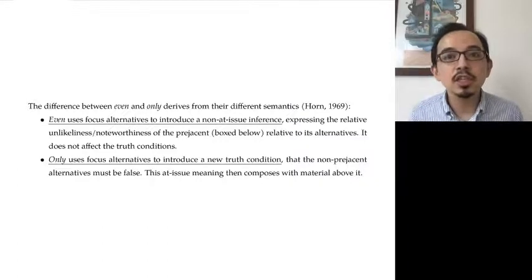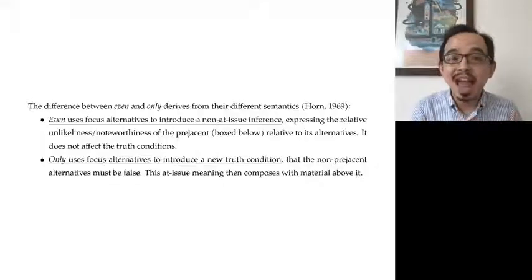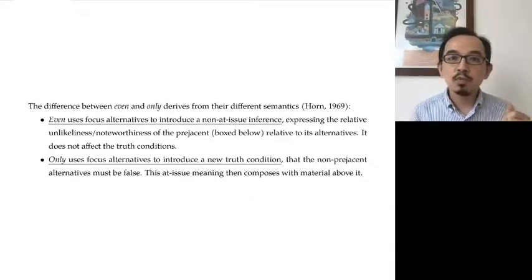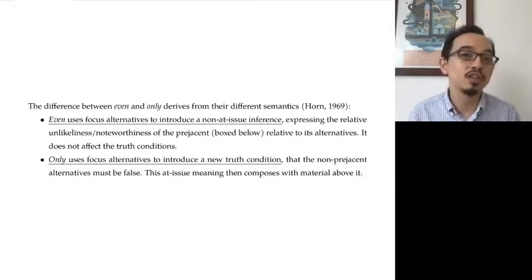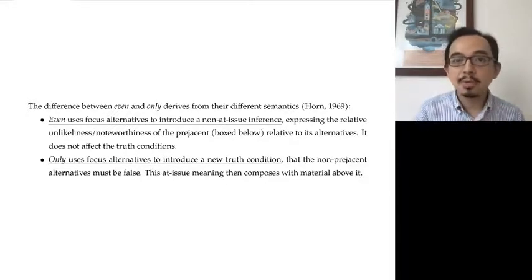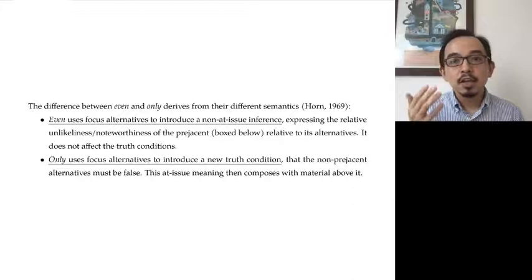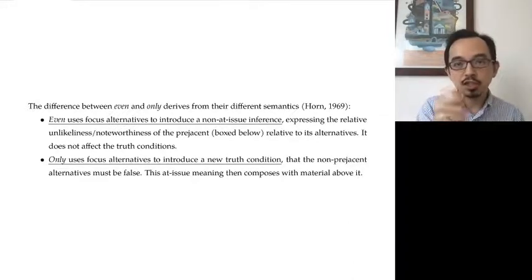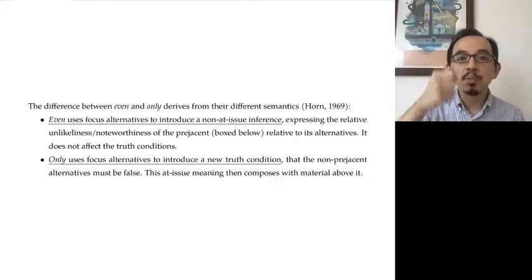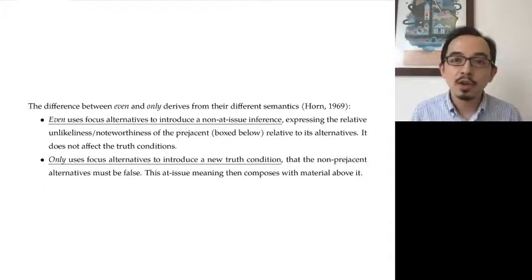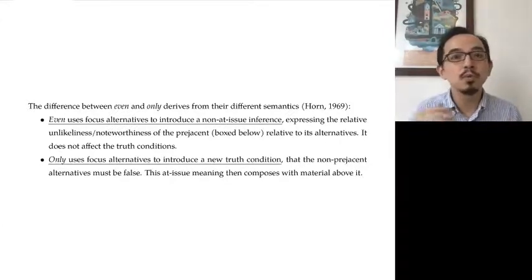Only actually uses the alternatives, quantification over the alternatives, to create a new truth condition, to create a new at-issue meaning. Remember, what only does, the simple version, is that it will say those non-prejacent alternatives are all false, and that actually is a new truth condition that it's creating. The prejacent proposition of its sister is then introduced as a presupposition. Crucially, at-issue content which is created with only then will compose with further material upwards, whereas not-at-issue content such as presupposition will not compose with material upwards, it will just project.